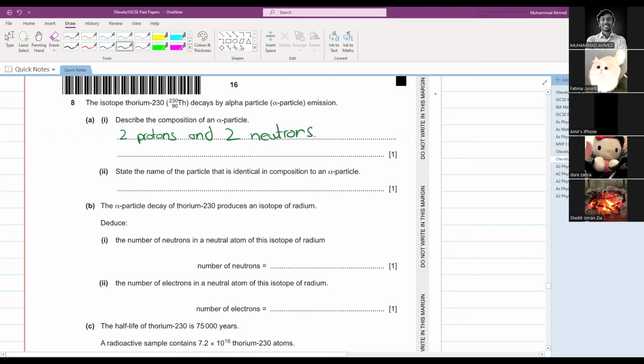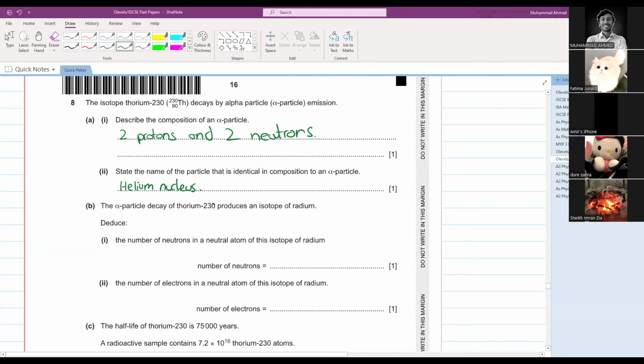State the name of the particle that is identical to an alpha particle. Which particle is identical to an alpha particle? A helium nucleus. Simple as that. These are very simple marks-gaining questions, son. In these questions your marks should be full. These are very, very simple questions.